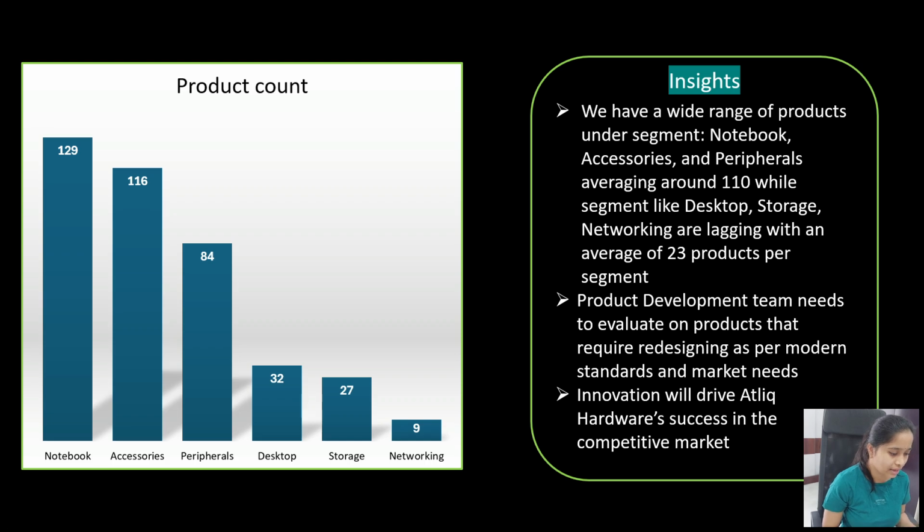So we have a wide range of products under segments like notebook, accessories and peripherals, which average around 110, while segments like desktop, storage and networking are lagging with an average of 23 products. So the product development team needs to evaluate which products require redesign as per modern standards and market needs.